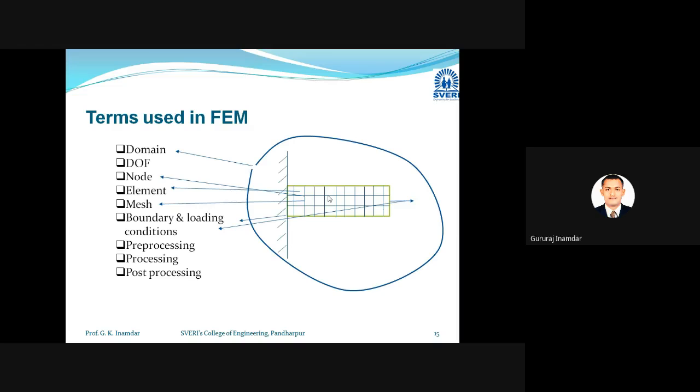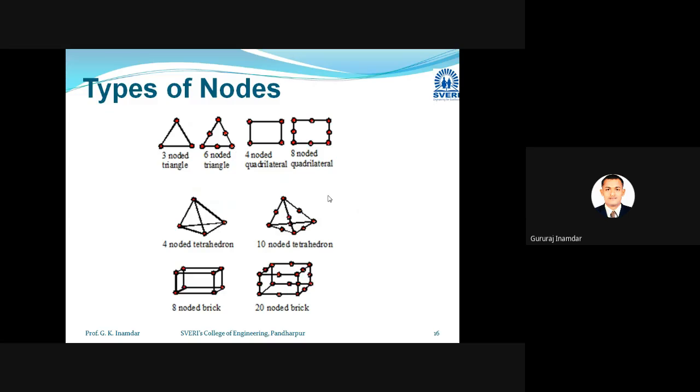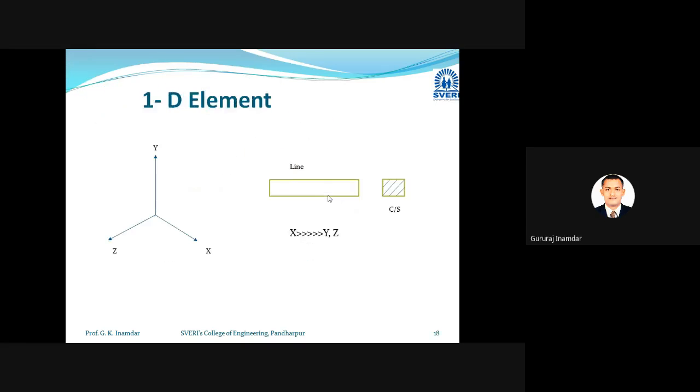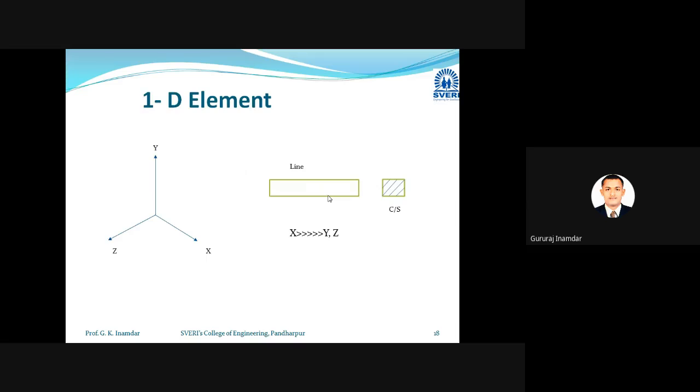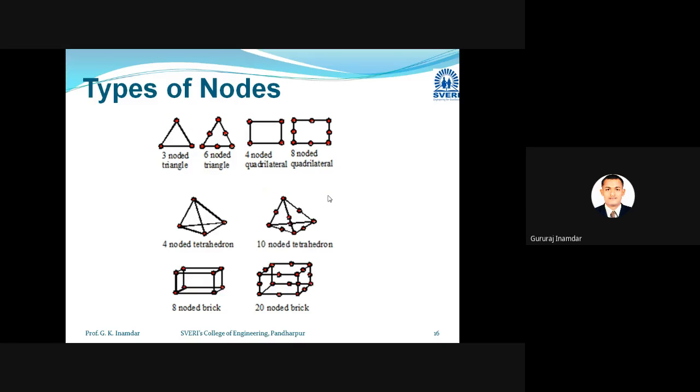Pre-processing, processing, and post-processing. Now after the object is inserted in our software, pre-processing, processing, and post-processing will happen. Here I have given it in detail. Wait 1 minute. General steps in FEM are nothing but pre-processing, processing, and solution, or post-processing. We will see that in the next article. Before that, we have to complete these types of nodes.